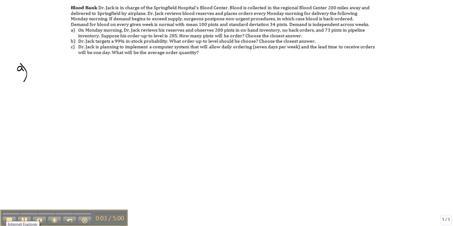The blood bank problem is an application of the order up to model. Starting with part A, in which we have to determine how many pints Dr. Jack will order to achieve his order up to level, we need to begin by calculating his current inventory position.